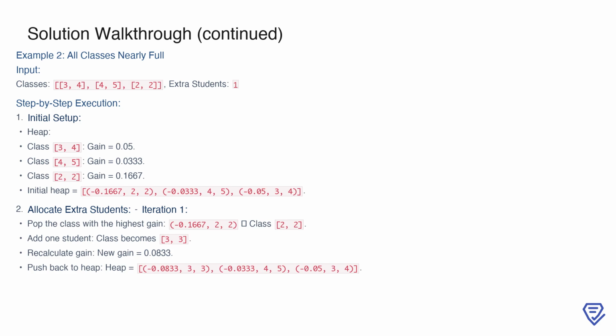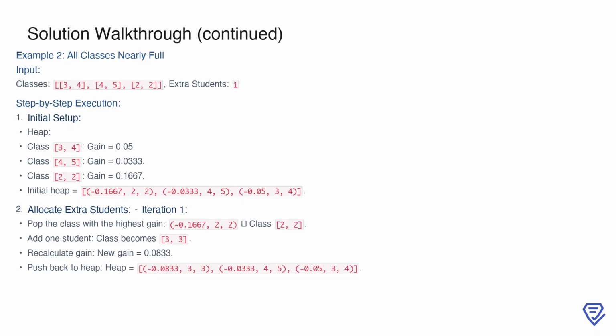The input consists of 3 classes and 1 extra student. As before, we calculate the initial gains for each class. For 4, 3, 4, the gain is 0.05; for 4, 4, 5, it is 0.0333; and for 4, 2, 2, it is 0.1667. These gains are added to the heap, with 2, 2 having the highest gain.